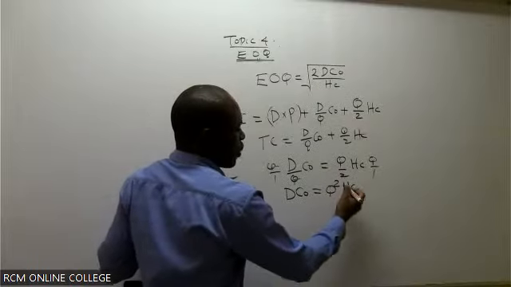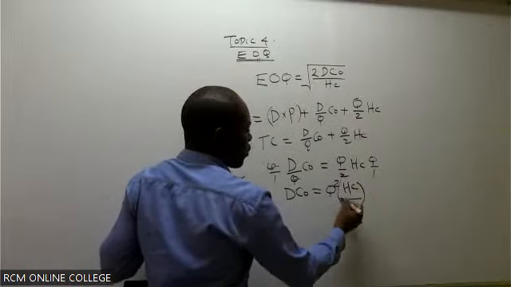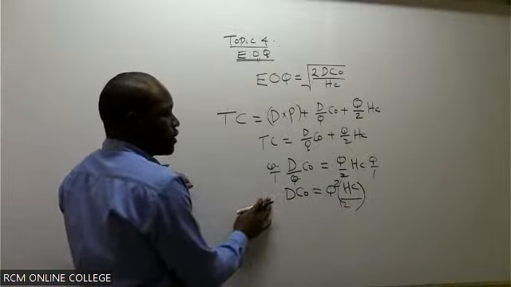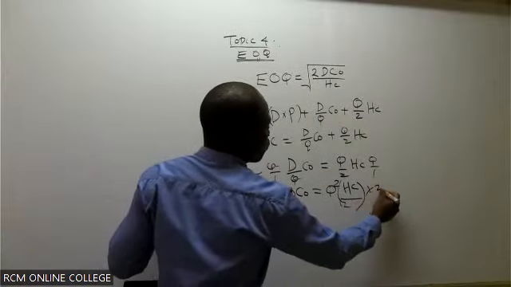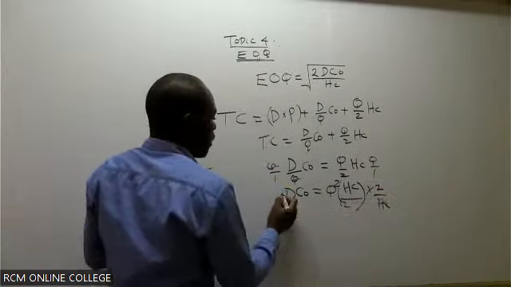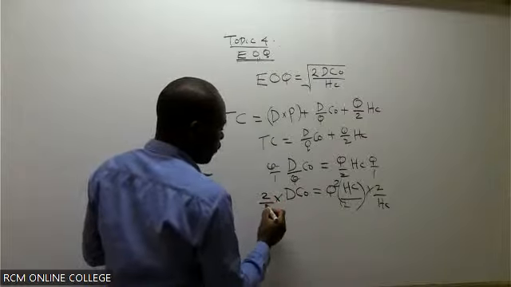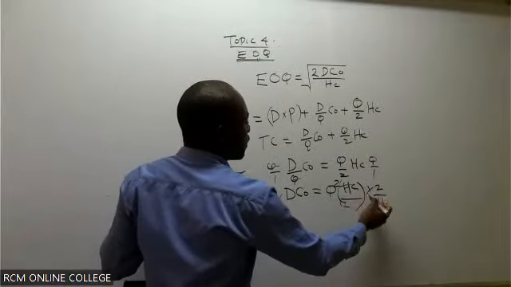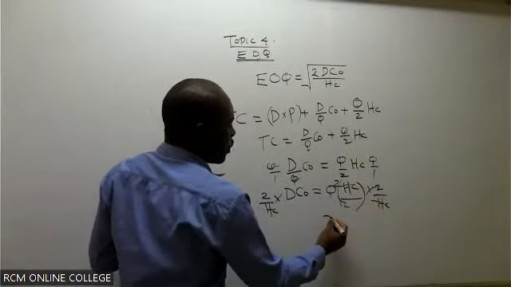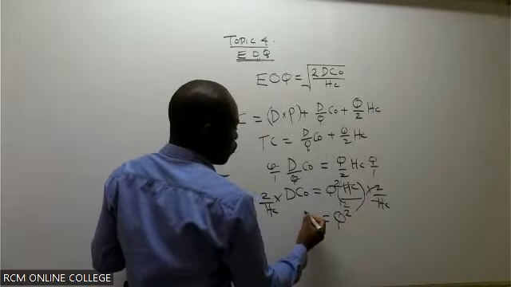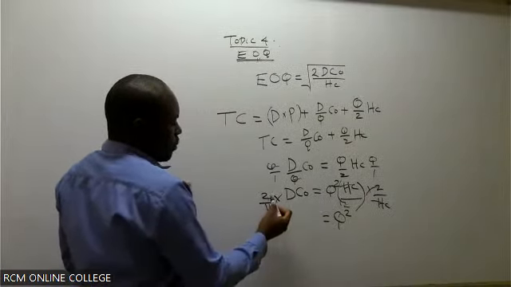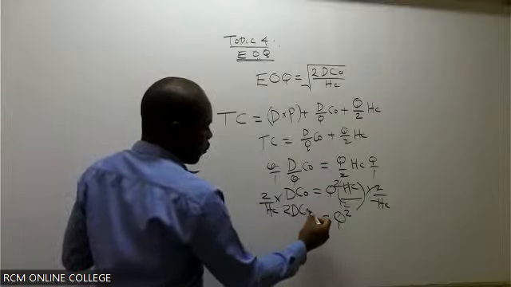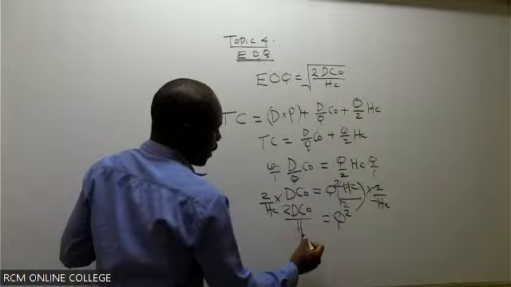Once you get to this point, why can't you transfer this section to the other side of the equation by multiplying with the reciprocal? So I'll come here and multiply by 2 over HC. Of course, I've already eliminated this one here. I'm remaining with Q squared equivalent to 2 multiplied by DCO, over HC.